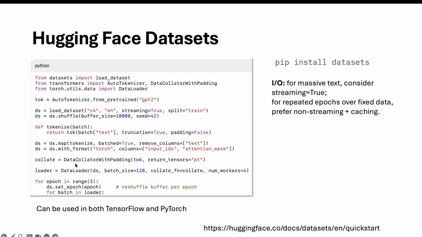In this particular example, we use this dataset, but then wrap it with the PyTorch DataLoader. We define a batch size of 128, and number of workers equal to 4.